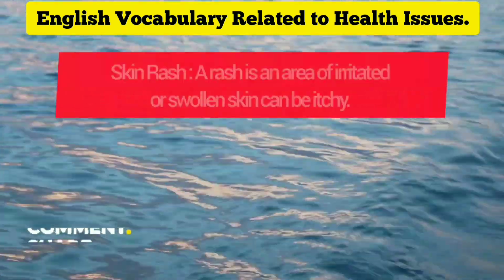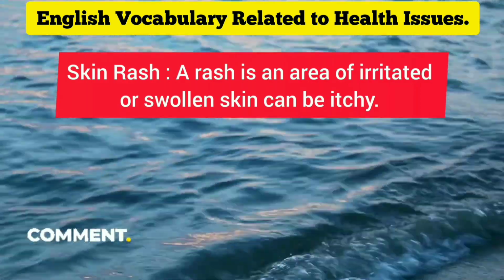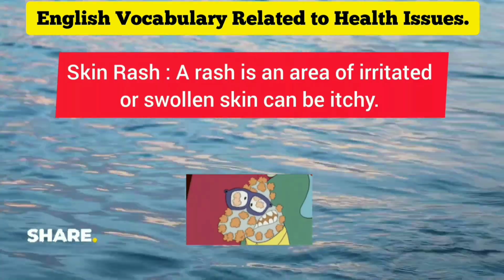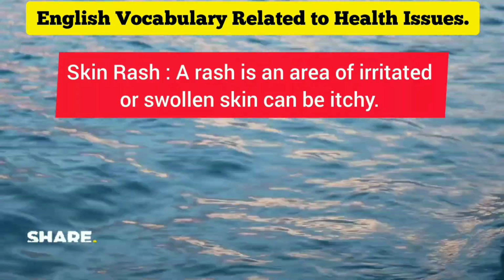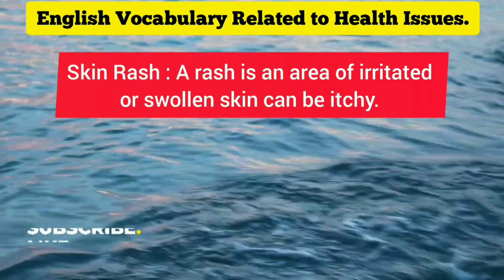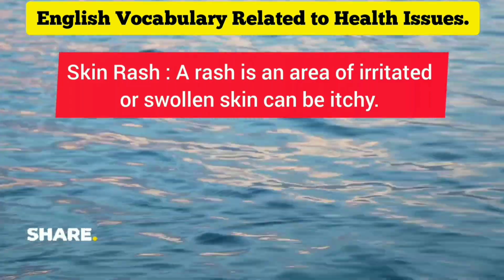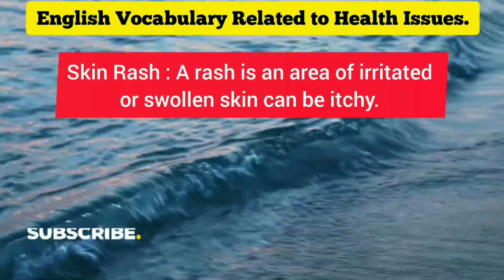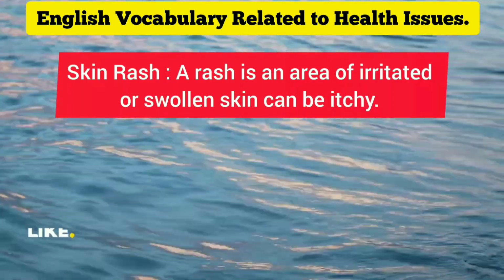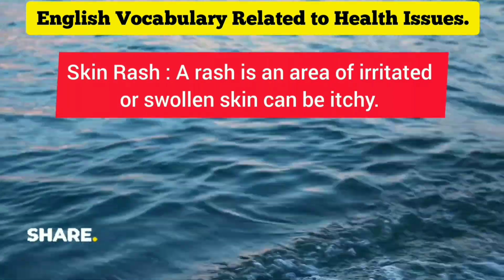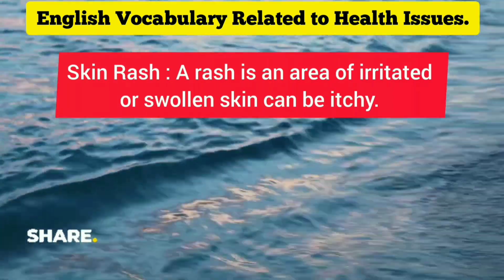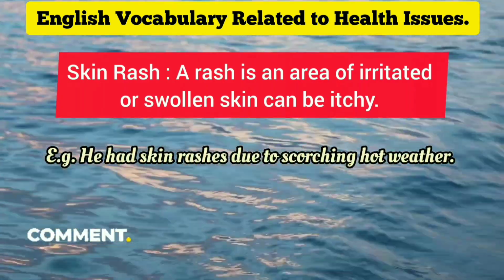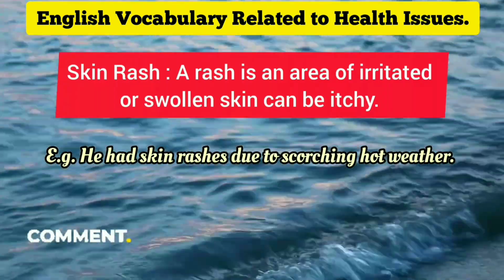Next we will see the next one, skin rash. Skin rash is very common. A rash is an area of irritated or swollen skin, and it can be itchy also. That's called skin rash. It's very common. It can happen because of several factors, some allergies, improper clothes, or exposure to sunlight, and it can be itchy also. So as you see the example, he had skin rashes due to scorching hot weather. So I'm quite sure it's crystal clear.